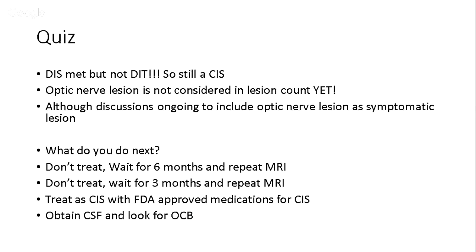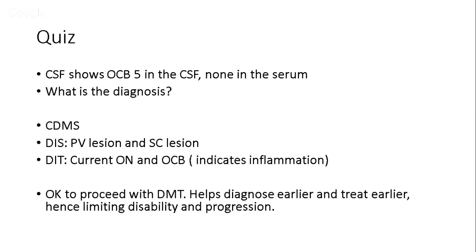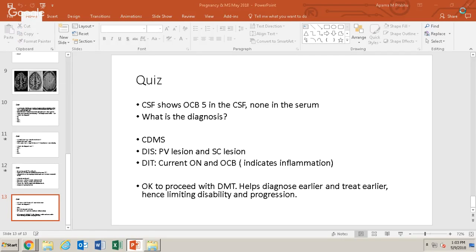So what do you do next? Don't treat and wait for 6 months? We already discussed this. Obtain CSF and look for oligoclonal bands. CSF shows 5 oligoclonal bands, none in the serum. What is the diagnosis? It's clinically definite MS now. She has dissemination in space because of the periventricular lesion and the spinal cord lesion, and dissemination in time because of the current optic neuritis and the oligoclonal bands in the CSF. So it's okay to proceed with DMT. Primarily with these criteria, you can diagnose earlier and treat earlier. Okay, thank you.